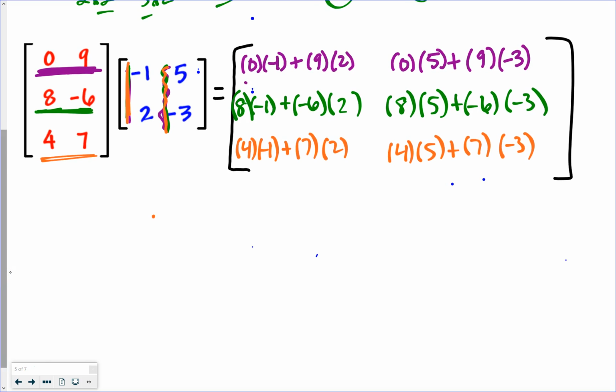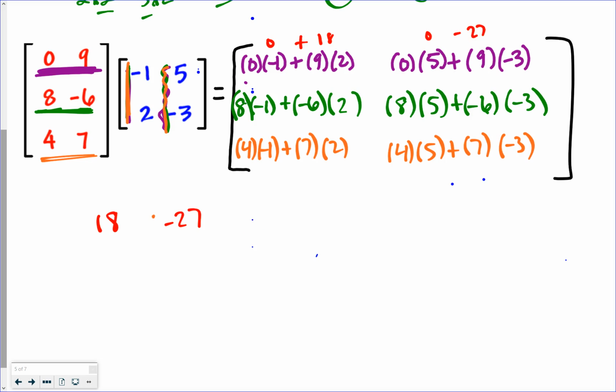So, what is 0 times -1? 0. And what's 0 plus 18? 18. There you go. So, we did 0 plus 18 right here. All right? 0 times 5 is 0. 0 plus -27 gives me -27. I'll see what I'm doing. I'm not really writing it down. I'm more so doing it in my head.